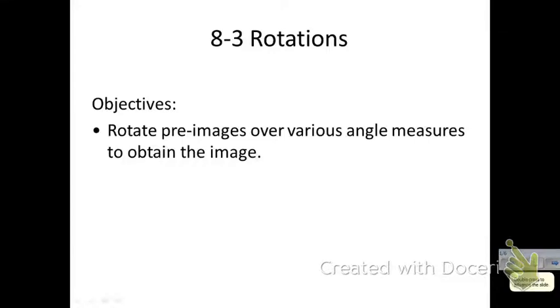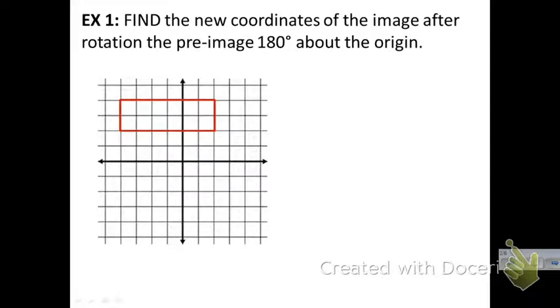Alright, today we learned about rotation, so we are going to rotate over various angles to obtain a new image. Example 1 says to find the new coordinates of an image after a rotation of 180 degrees about the origin. So a couple important things. It says it's going to rotate about the origin, so we need to know that it's rotating about that point. It says 180 degrees. That's the same as if we could take this image and flip it upside down.